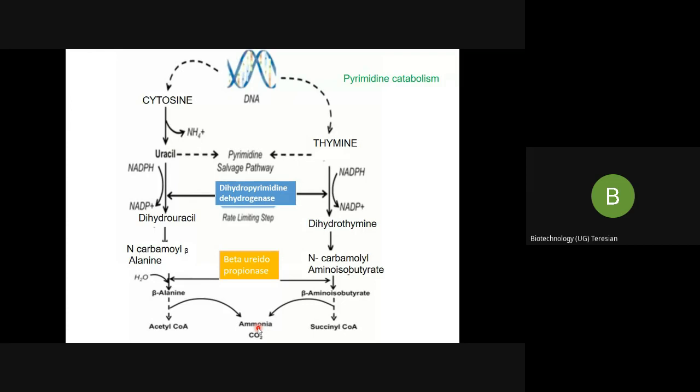Ammonia, as you all know, is toxic to humans or any other animals, and it can be converted into the less toxic urea by the urea cycle, and it can be excreted in the kidney. The beta-alanine is converted to acetyl CoA, and beta-amino isobutyrate is converted to succinyl CoA. Again, as you all know, acetyl CoA and succinyl CoA are part and parcel of your TCA or Krebs cycle.